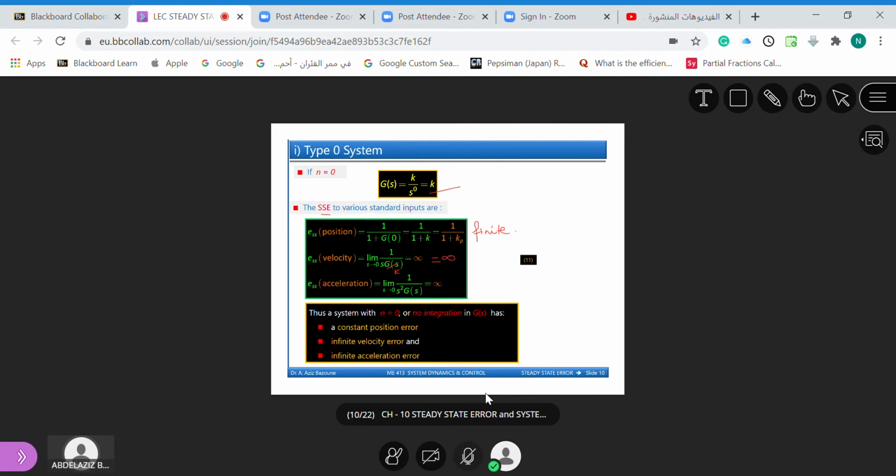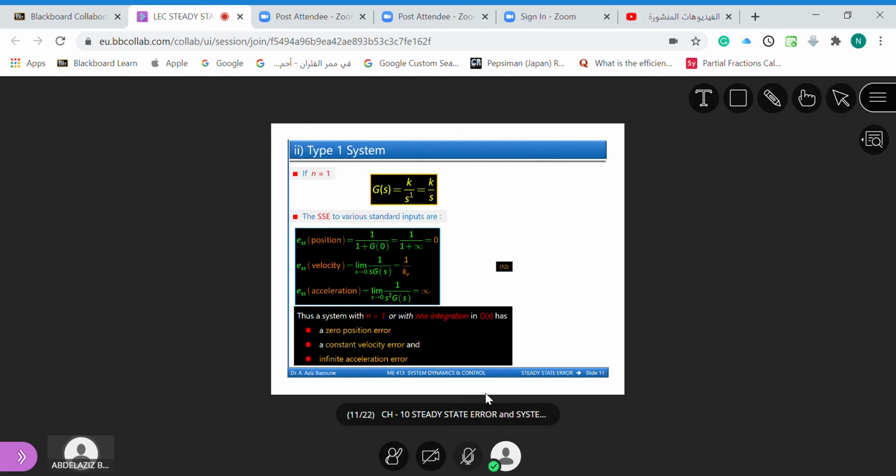Similarly, for the acceleration, we have 1 over s squared times G of s. G of s here is simply k. 1 over 0 will be infinity also. So for a type 0 system, the position error is constant, a finite value. It has infinite velocity error, and infinity for the acceleration error. So this is when we have a type 0 system.